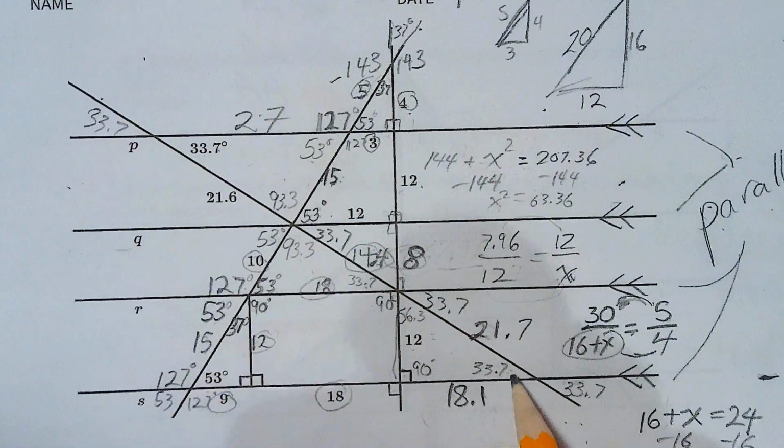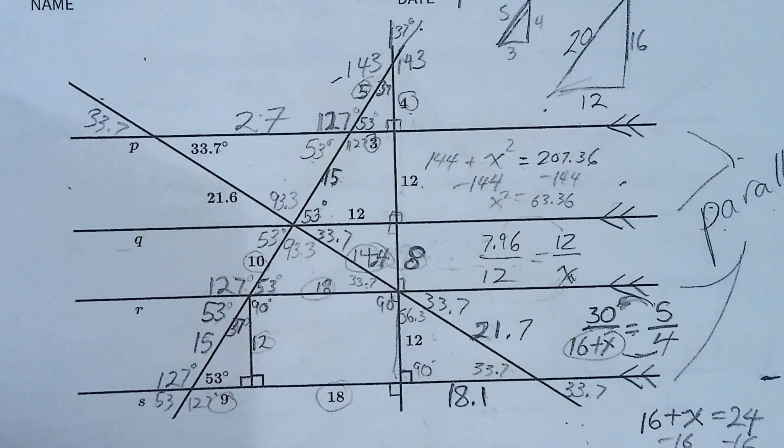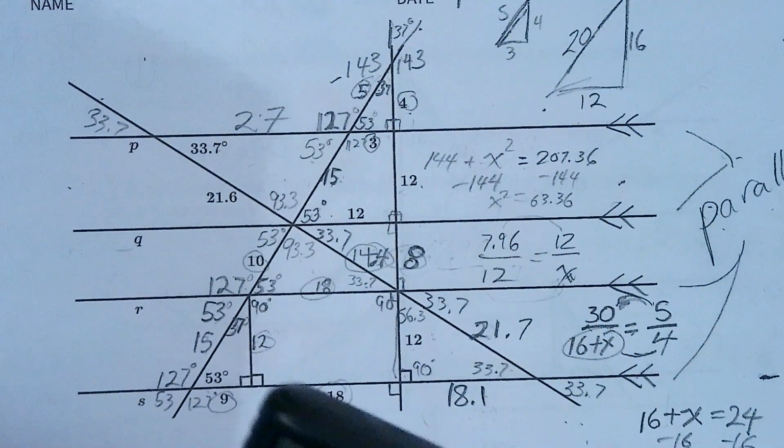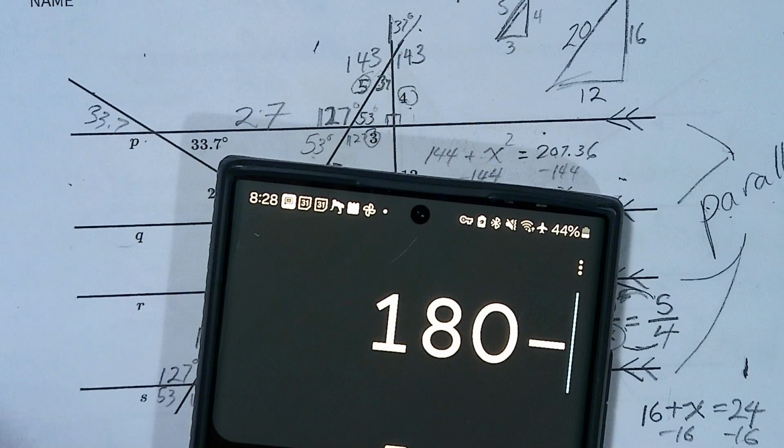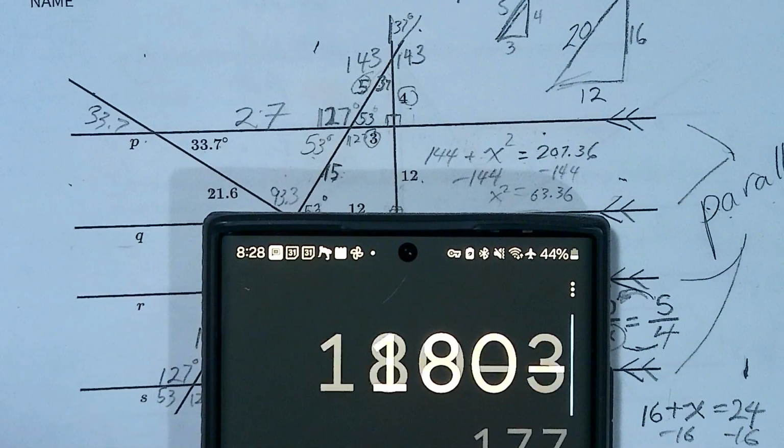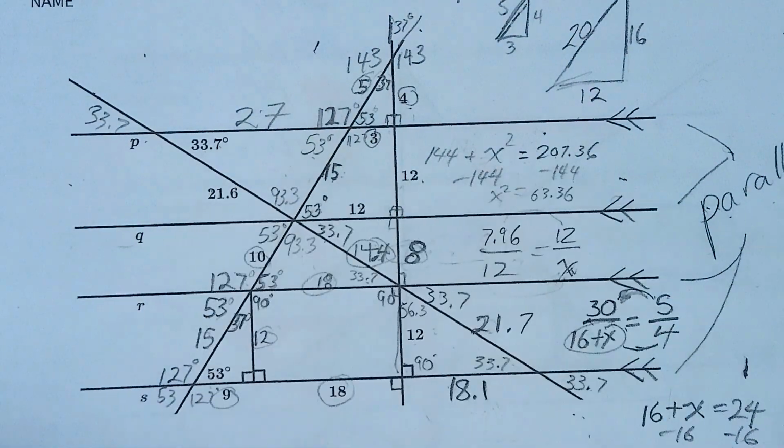What is complementary? I mean supplementary with the 33.7. I feel like we did this one already. 146. Do I have a 146 on here? Oh, maybe we never did this one. It's almost too late at night for me to get this. Let's just do this. 180 minus 33.7 for 146.3.